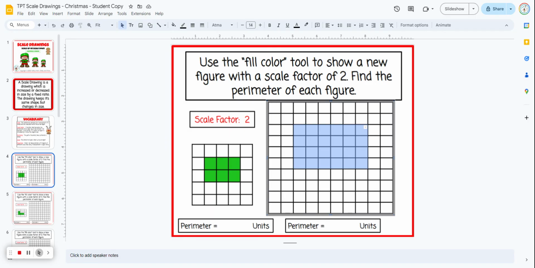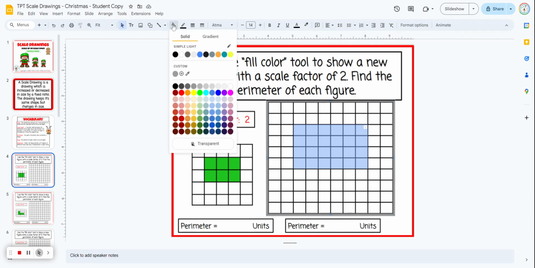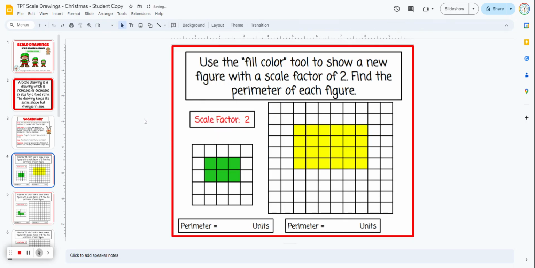And in order to do that, they just click and hold in one of the squares, and then they scroll across until they have what they want highlighted. Then they're going to come up to this fill color feature, and they're going to choose any color they like.